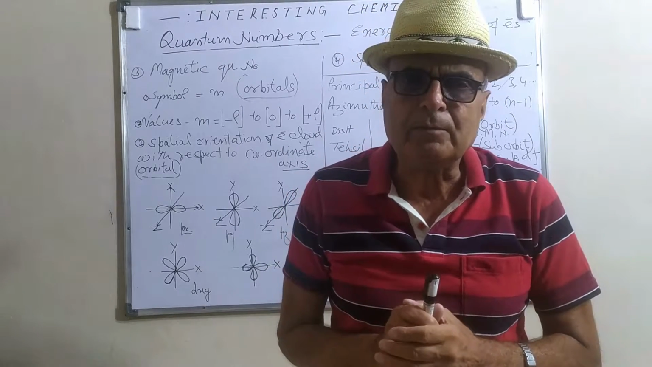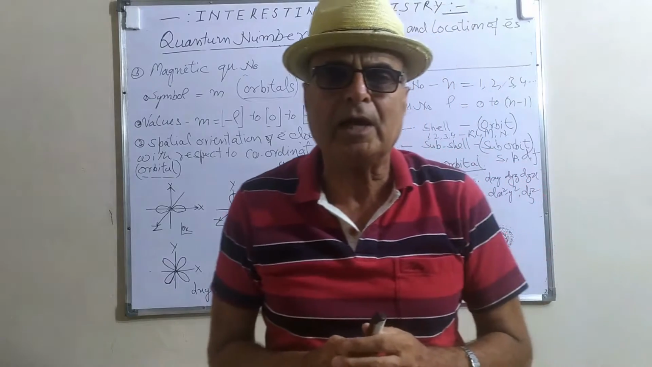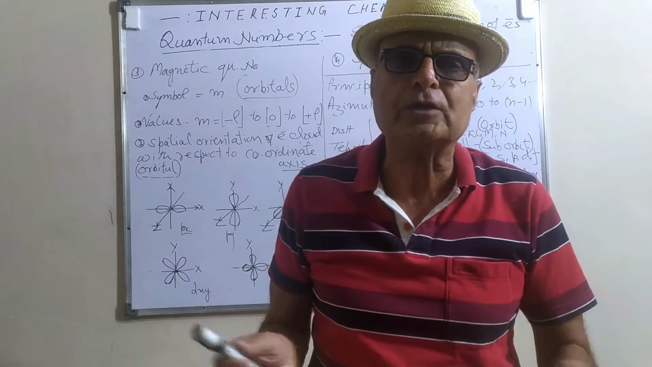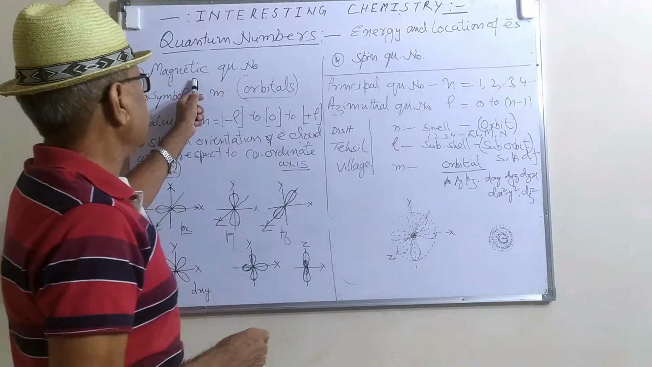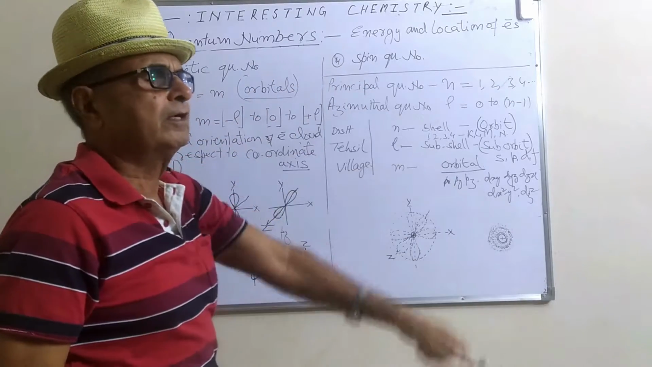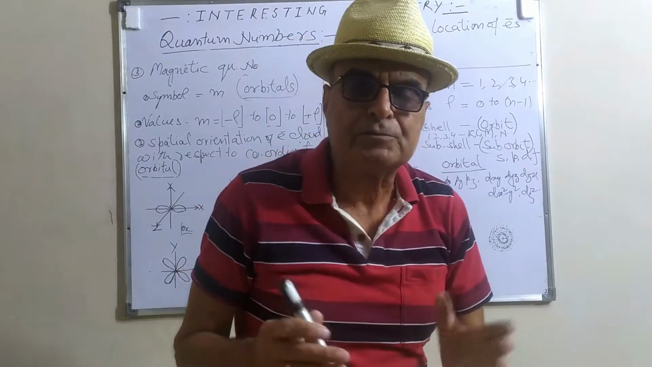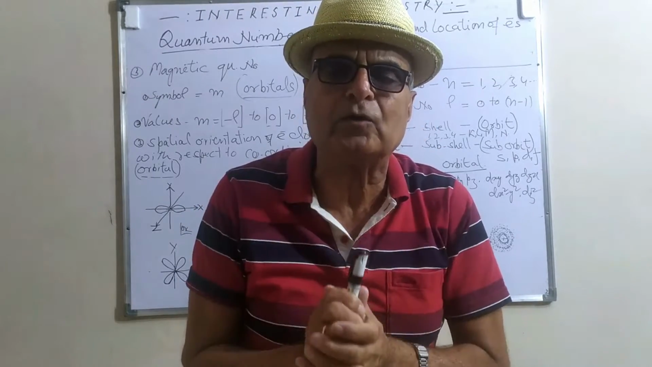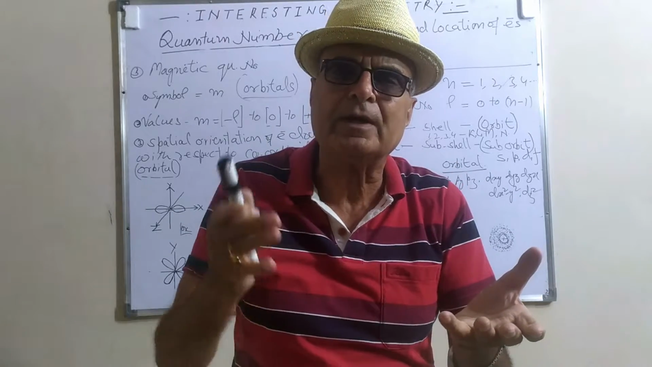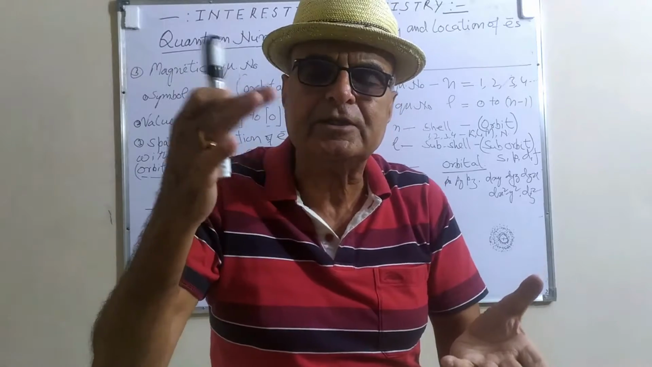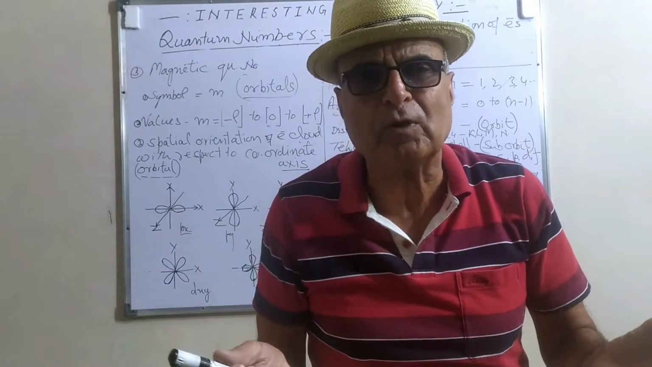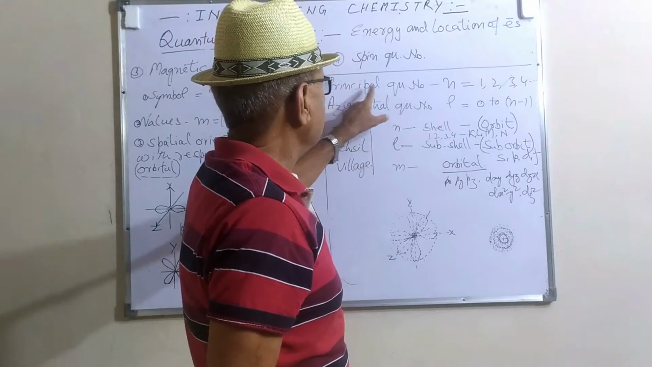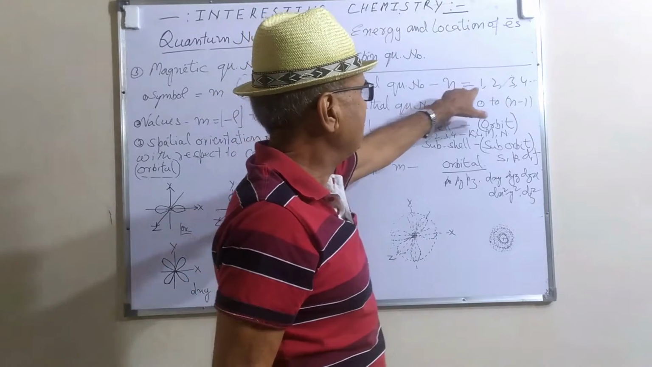The principal quantum number and the azimuthal quantum number have been explained in my previous video. Today I am going to explain the magnetic quantum number and the spin quantum number. But the magnetic quantum number is not independent. It is an integral part of the azimuthal quantum number, and the azimuthal quantum number is an integral part of the principal quantum number.